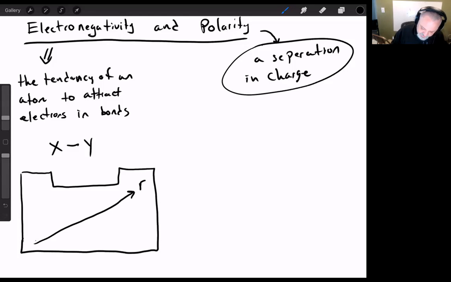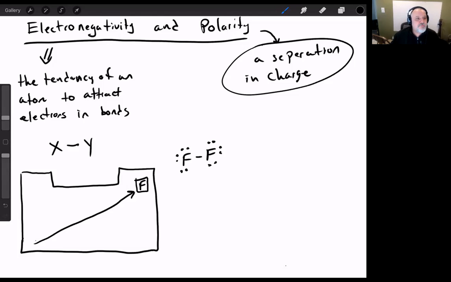And this arrow points at fluorine. Fluorine is the most electronegative atom. So if I have F2, here's the Lewis structure for F2. You would sort this out if you followed all the rules. Well, fluorine is very electronegative.